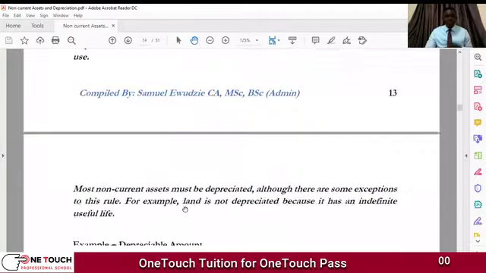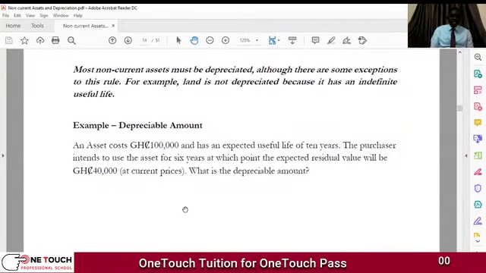Good. So let's look at this example. An asset costs 100,000 and has an expected useful life of 10 years. The purchaser intends to use the asset for 6 years, at which point the expected residual value will be 40,000. What is the depreciable amount?